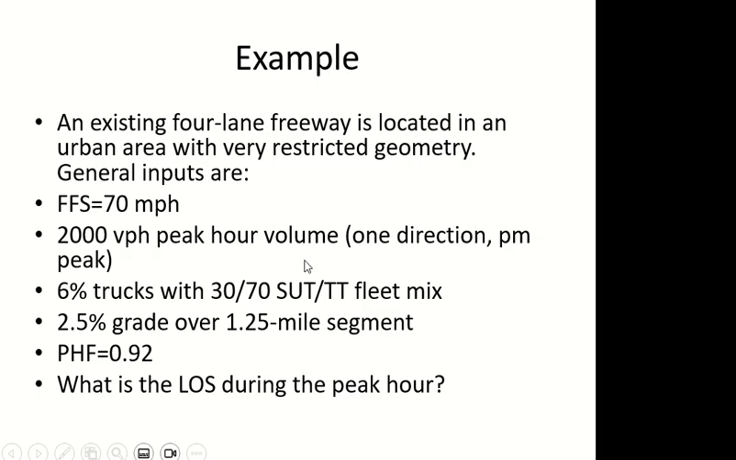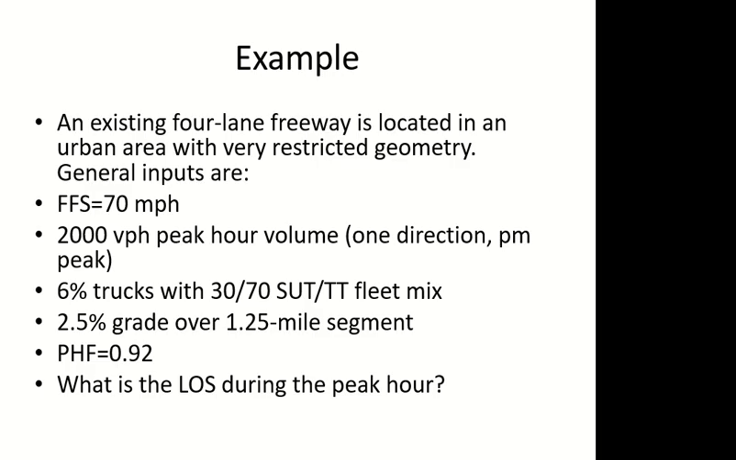The peak hour volume in one direction is given. Whenever we are doing the analysis for these uninterrupted flow facilities, we are always doing it for one direction. We have 6% trucks with a 30-70 mix, 30 is single unit trucks and 70 is trailer trucks. The gradient is 2.5% over a length of 1.25 miles. Peak hour factor is given.